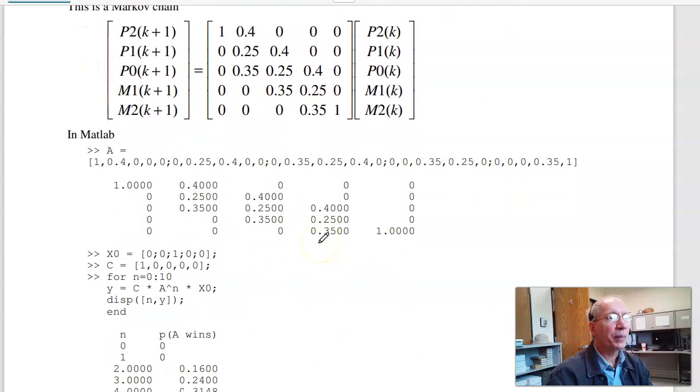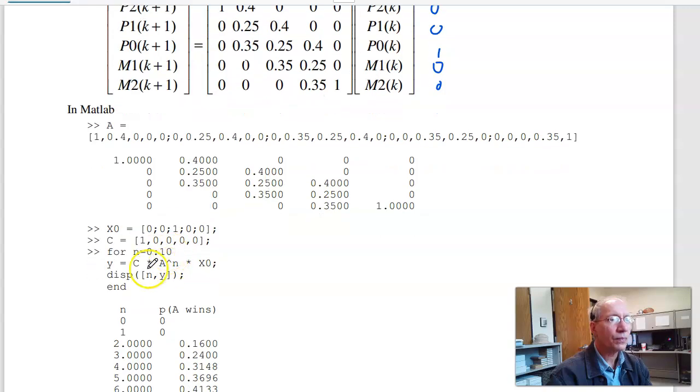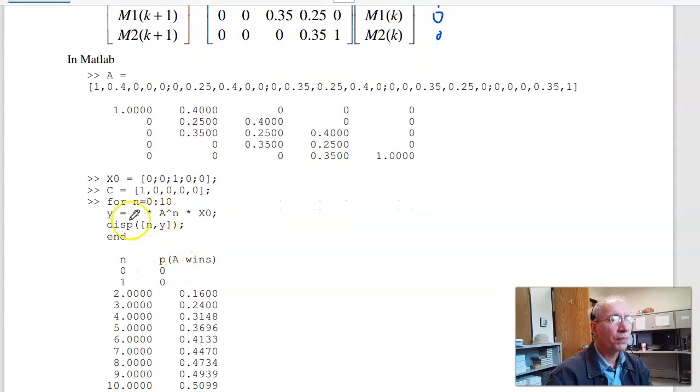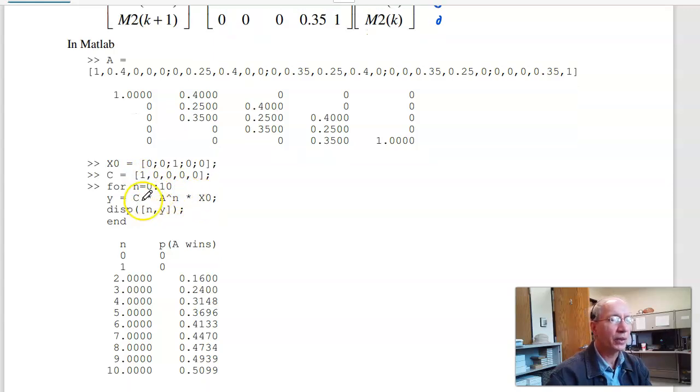To find out the probability A wins in 10 games, input this matrix. Here's my initial condition: 0, 0, 1, 0, 0. I start out at even. Multiply A to the n times x0 times c, where c is player A wins.